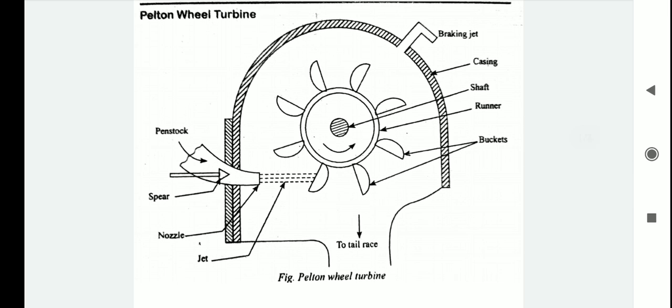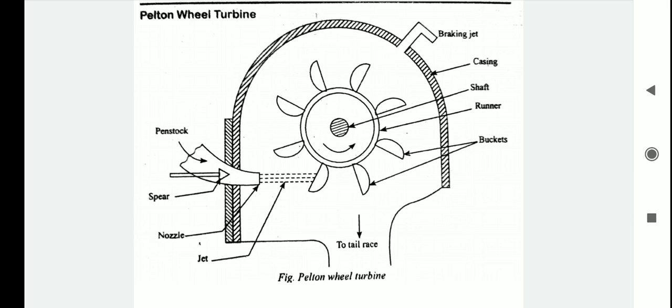The next part of the Pelton wheel is the head and efficiencies of the hydraulic turbine. In case of hydraulic heads, there are two types: the gross head and the effective head. The gross head is the difference between the head race and the tail race level when there is no flow. As such, it is termed the static head, and it is denoted by HS or HG.